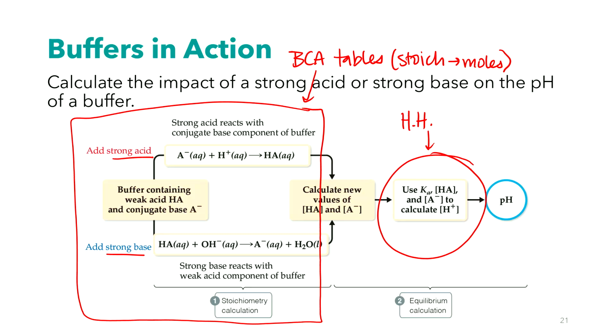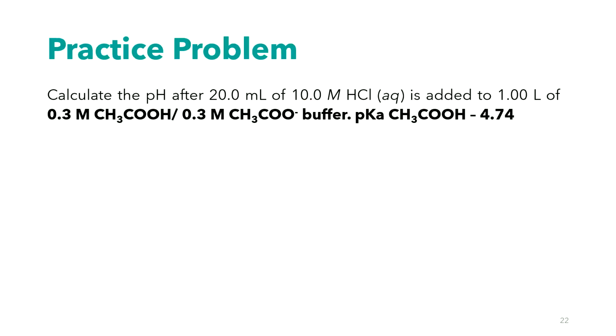So that's our 2-step process. Let's look at that for 2 different buffers. We're going to start with a 0.3 molar buffer. I'm sticking with acetic acid. I've made it, so I've got 0.3 molar of the acetic acid and 0.3 molar of the acetate anion, and now I'm adding something to it.